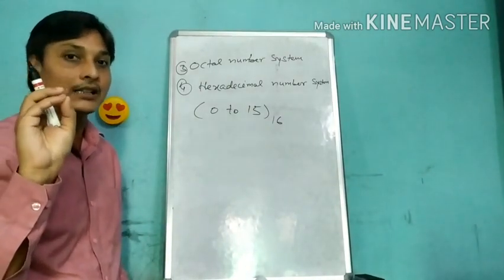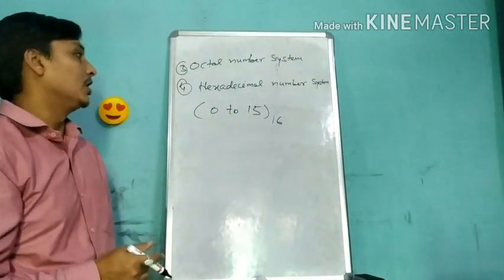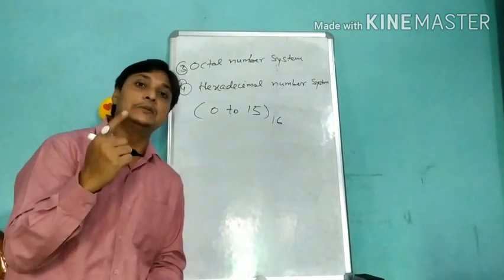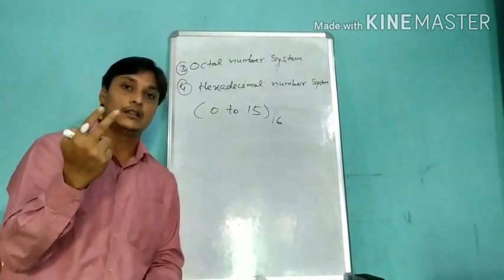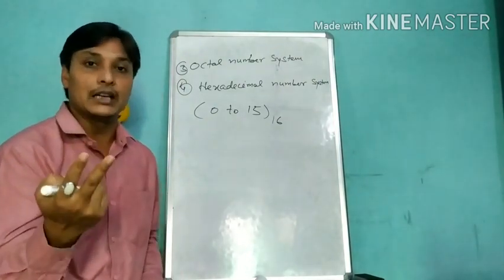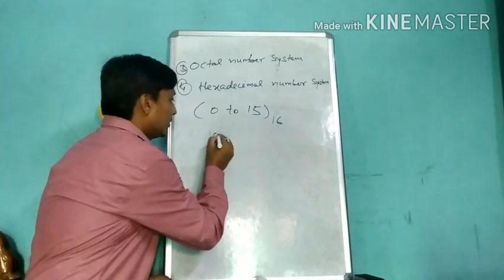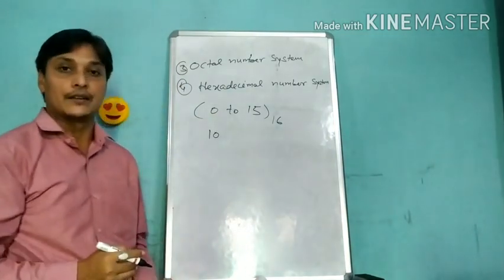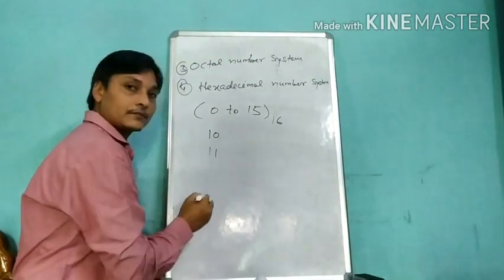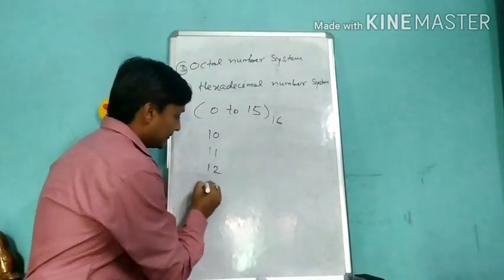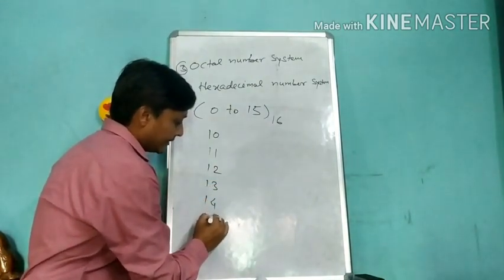Now, student, once we solve questions related to hexadecimal, we pay more attention to some points. Why am I telling you to pay more attention? Because of when the digit will come in 2 digits. First, when the number will come in 2 digits, that would be your 10. After that, you will get 11, 12, 13, 14 and 15.